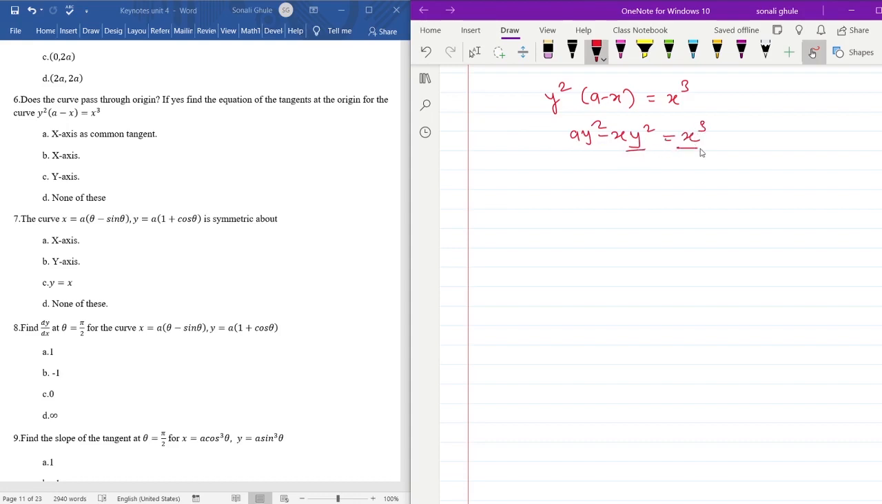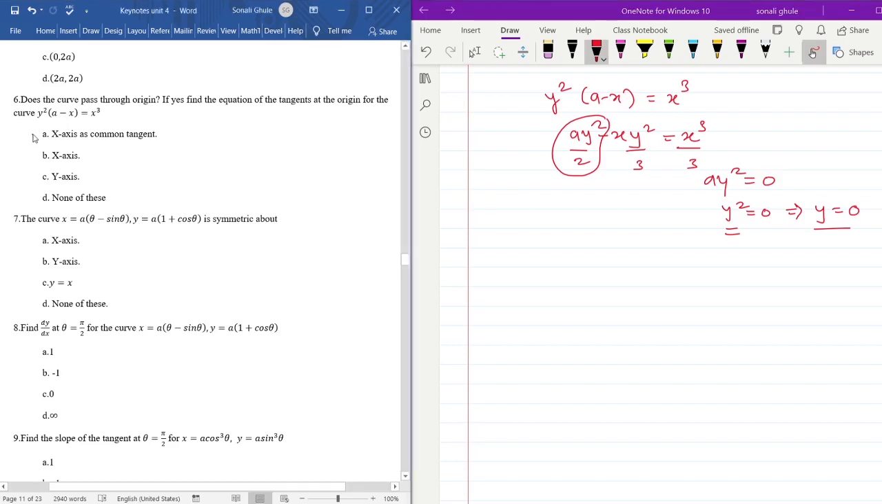So here the lowest degree term: this is 3, this is 3 and this is 2. This is your required lowest degree term. Equating it with 0 gives y square equals 0, so y equals 0. A double point is there, but you are getting only a common tangent, meaning a single tangent. So we can write y equals 0, which means the x-axis is your tangent, as a common tangent.